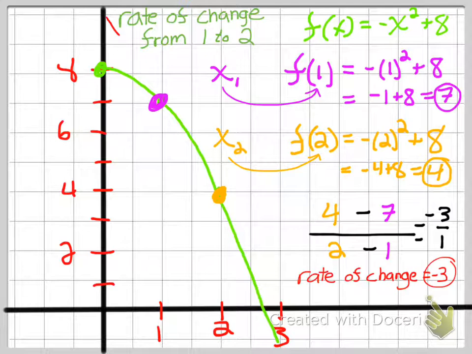So again, what that represents visually is the slope through those 2 points. So we're saying the average rate of change from this point to this point is going to be negative 3. In other words, for every one unit over we move, 3 units down. So that does represent that picture pretty nicely. Alright, and that's it for rate of change.